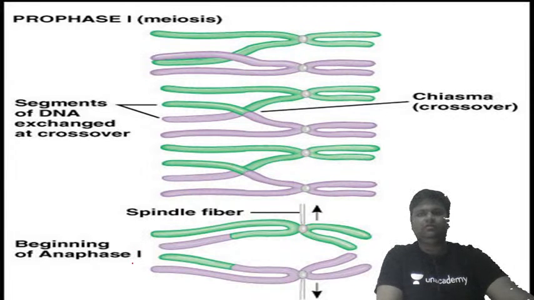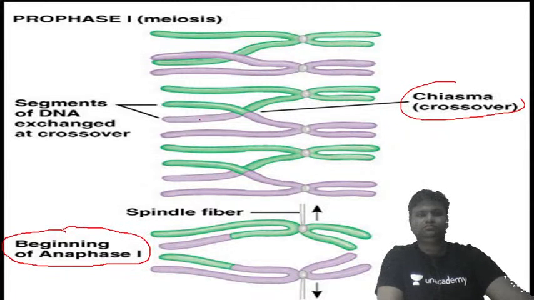This is the chiasma formation, where segments of DNA are exchanged at the crossover point. This is how the spindle fiber forms. This is at the beginning of anaphase 1, and during prophase 1 segments of DNA are exchanged at the crossover points.